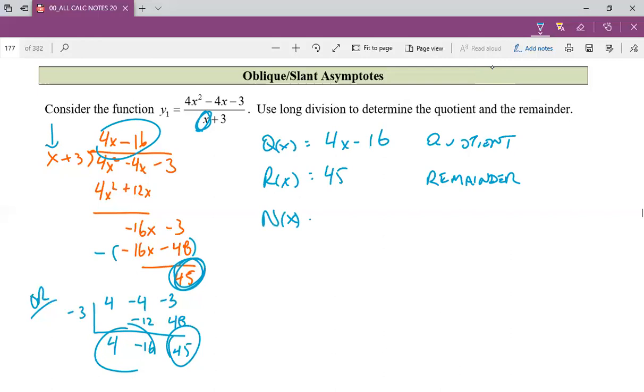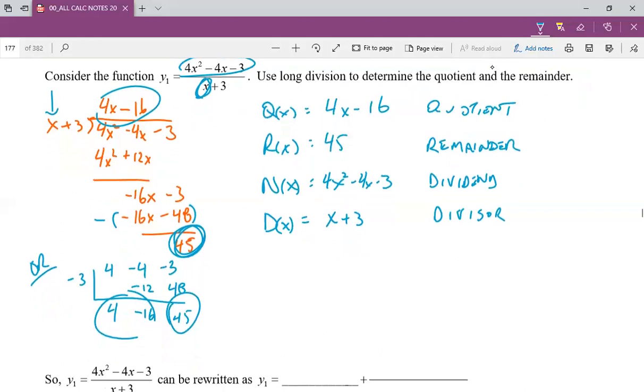N of x, which was this original numerator, 4x squared minus 4x minus 3, is the part that we are dividing into. It is called the dividend. And then the last piece, this x plus 3, is what we divided by. We'll call it d of x. Our word for that is the divisor. So we have some terminology that we will use occasionally with this.